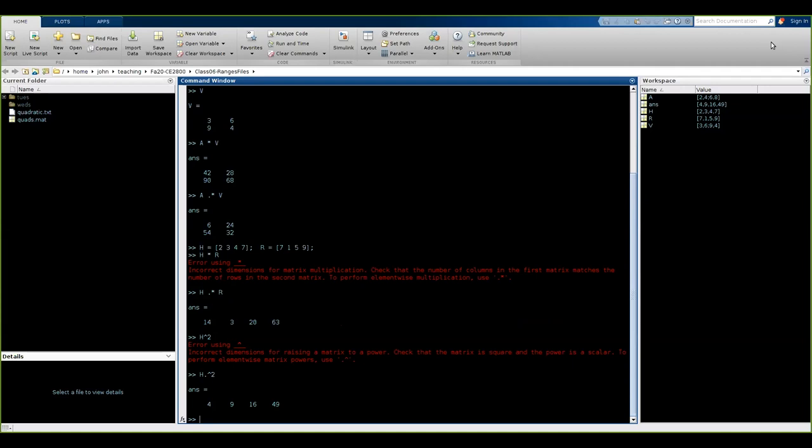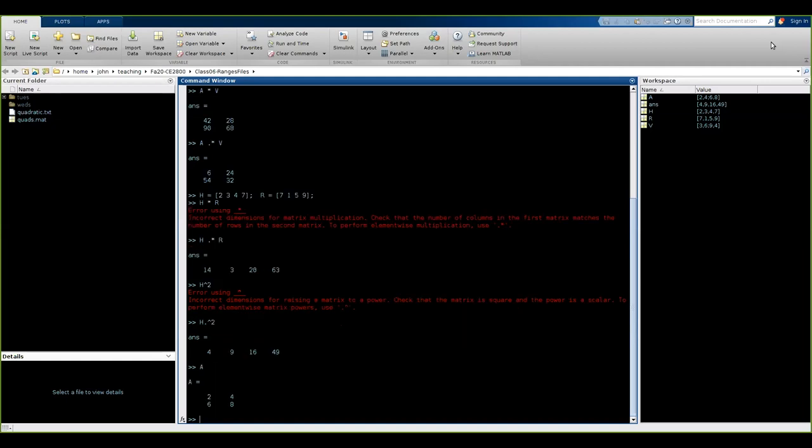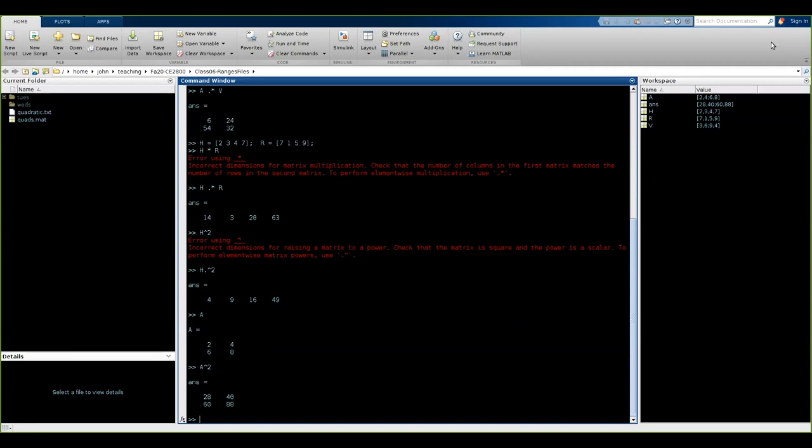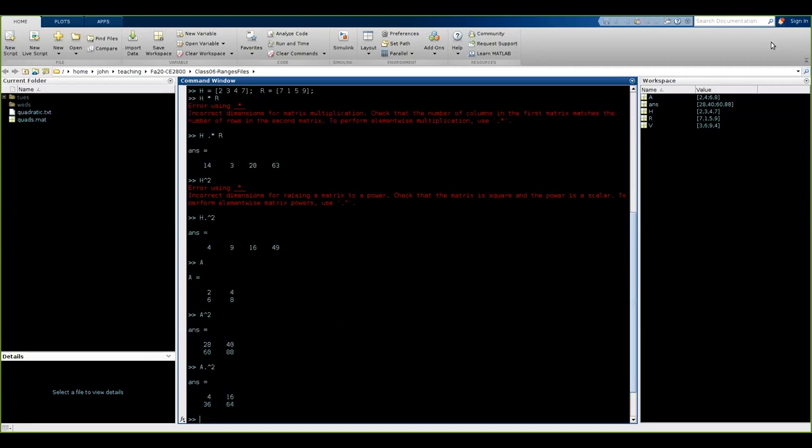So going back to our A and B, just a reminder, here's what A looks like: 2, 4, 6, and 8. Now we can square that without the dot operator, and we end up with numbers like this. But if we square it with the dot operator instead, then we get a different set of numbers. So with square matrices, you have to be particularly careful with your dot operators, because a square matrix will often work without the dot operator, but it'll give you a different answer than it will with the dot operator. With vectors, you're a little safer because MATLAB won't give you a wrong answer. It'll give you an error.